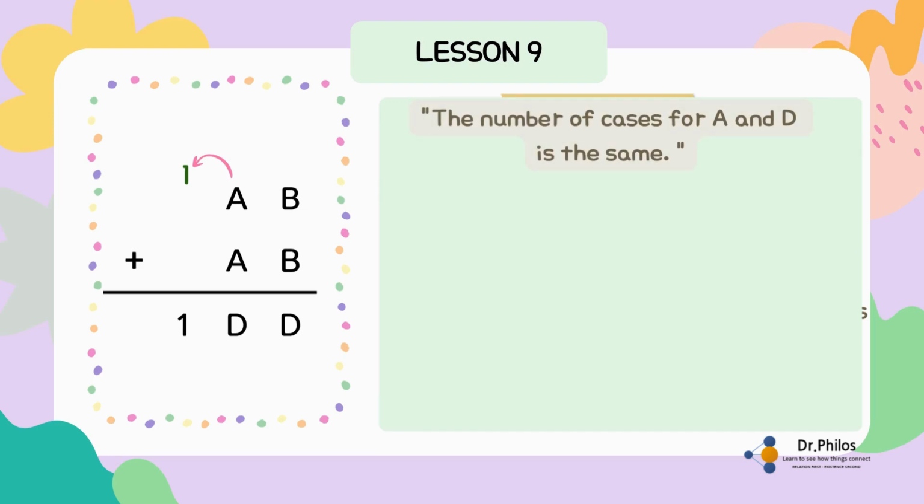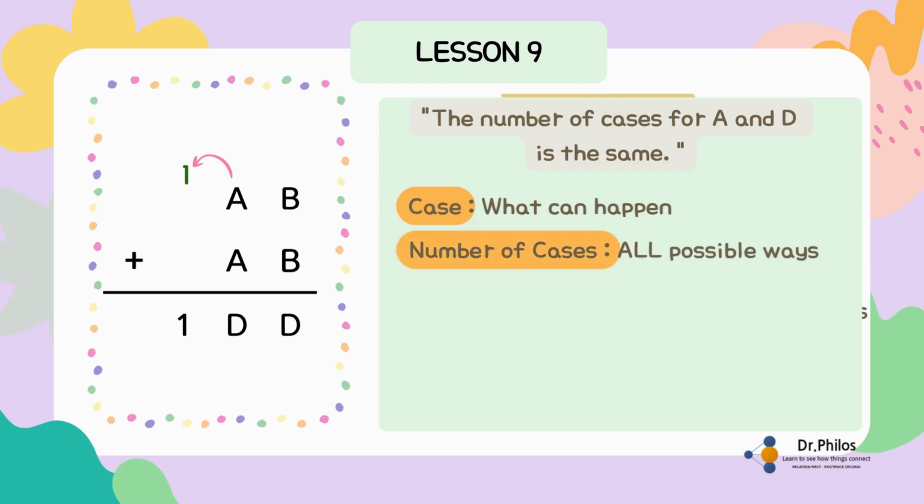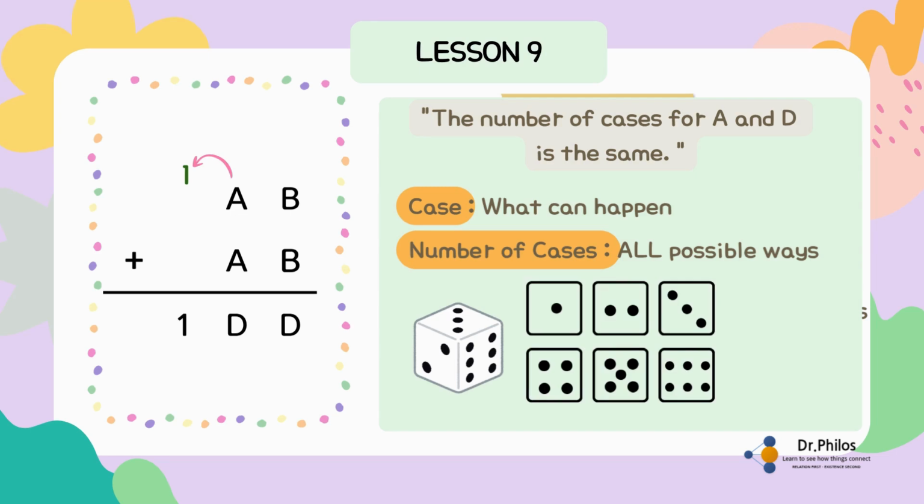A case just means something that can happen. And the number of cases is the total number of all possible things that can happen. For example, if you roll a dice, what can happen? You can get a number from 1 to 6. That's right. Getting a 1 through 6 are the cases, and 6 is the number of cases.